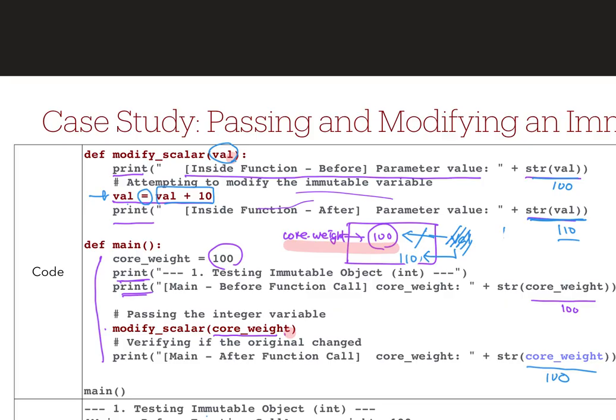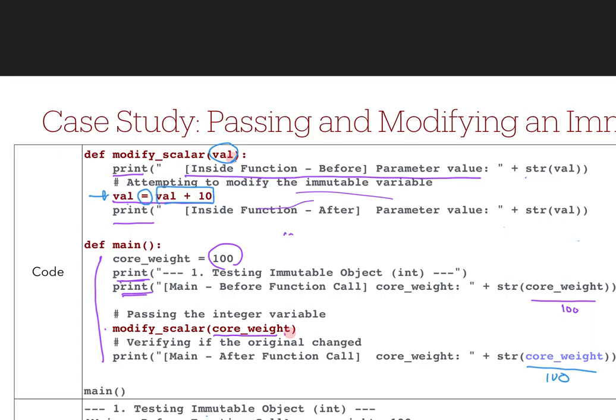So let me go one more time. When you run this one, inside the memory, some space has the value 100, and that space is named core weight. So this value 100 has the name core weight.